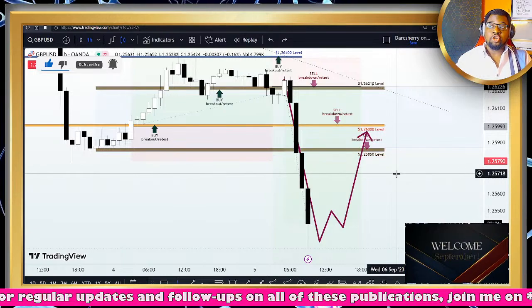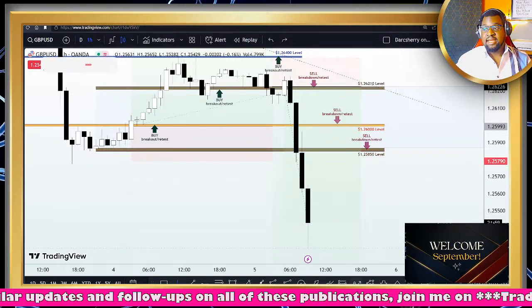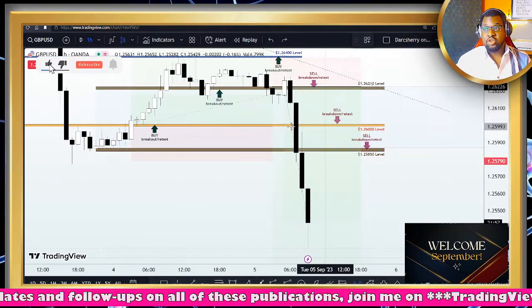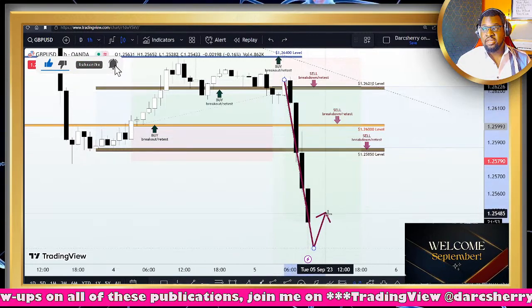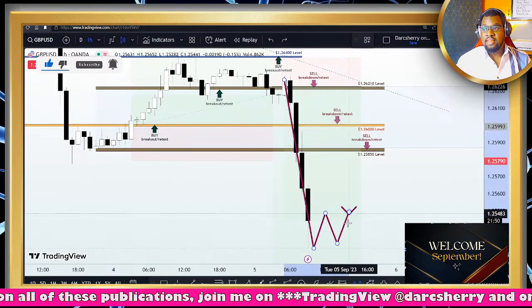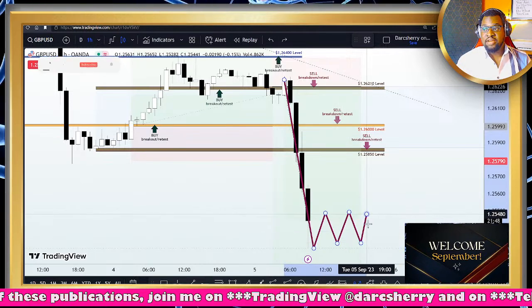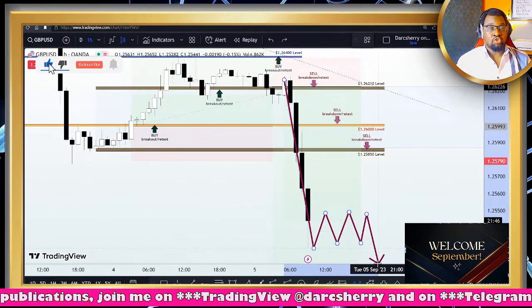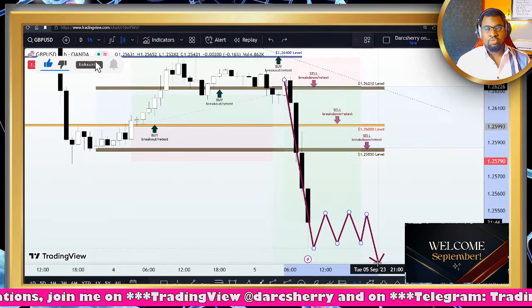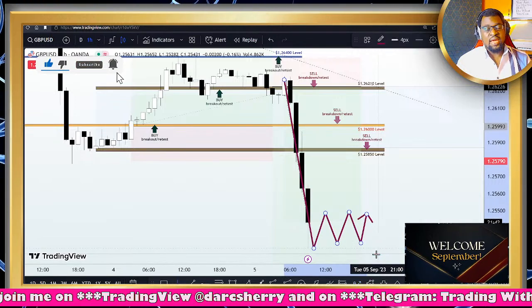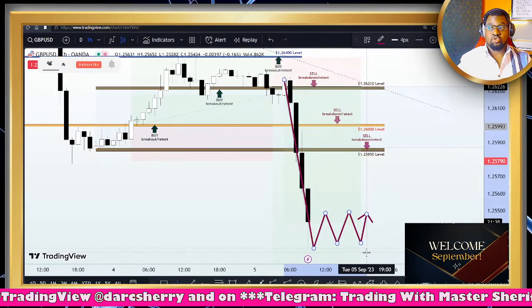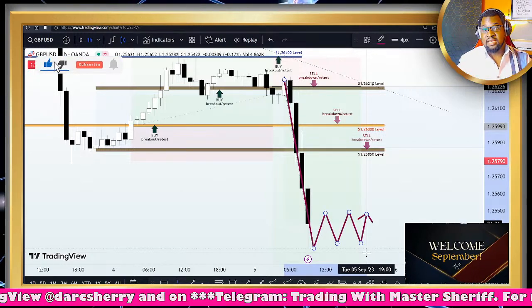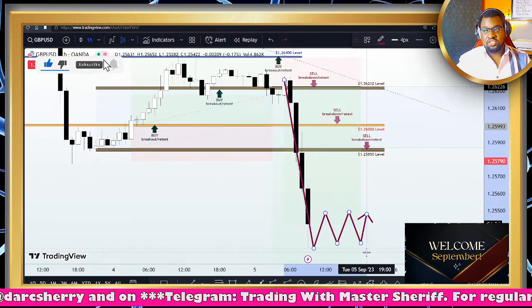Now, if price does not go that far and instead it transitions into a trend continuation pattern, let's say the bearish rectangle where price consolidates within a range for a while, then a breakdown of that range will be all we need to join the downtrend continuation. But trust me, I will be with you in the comment section of both my TradingView and Telegram platform to give you updates if something significant comes up on this chart.